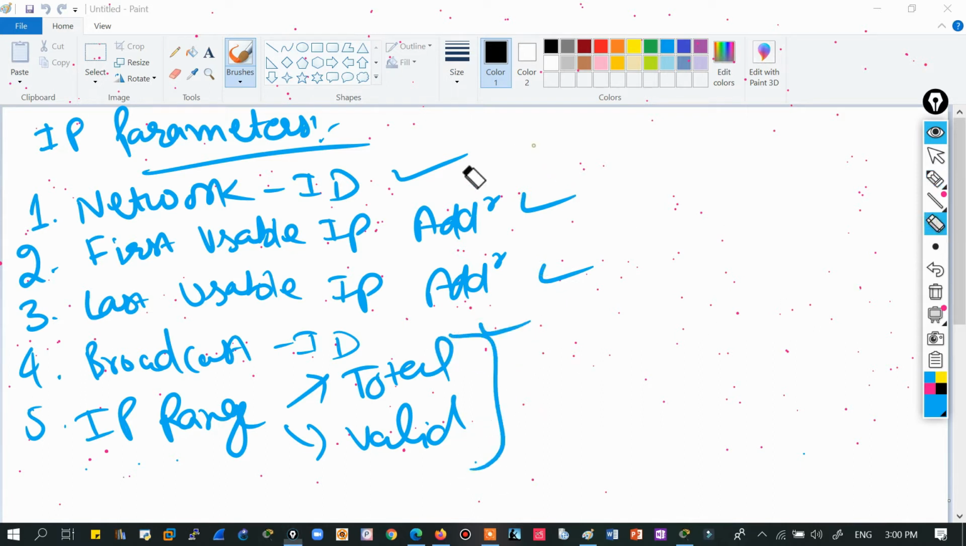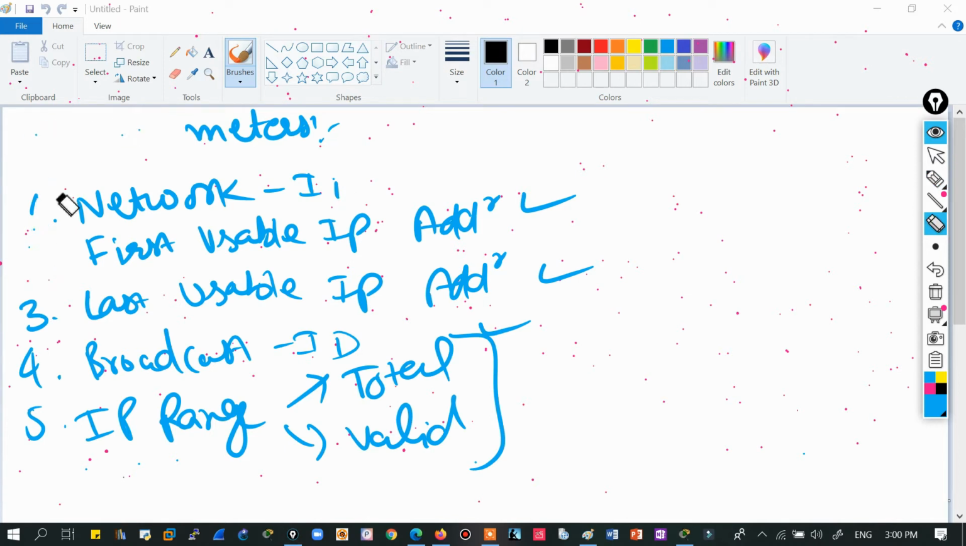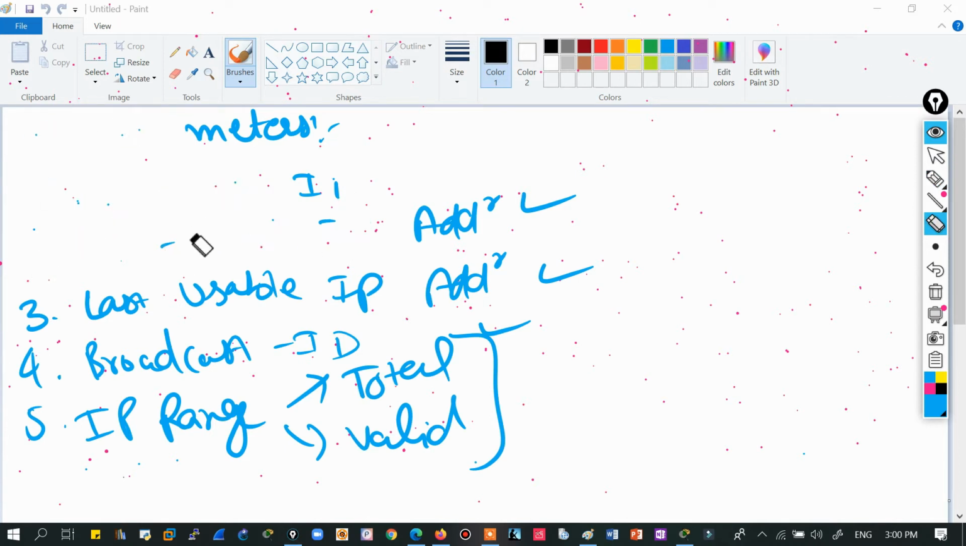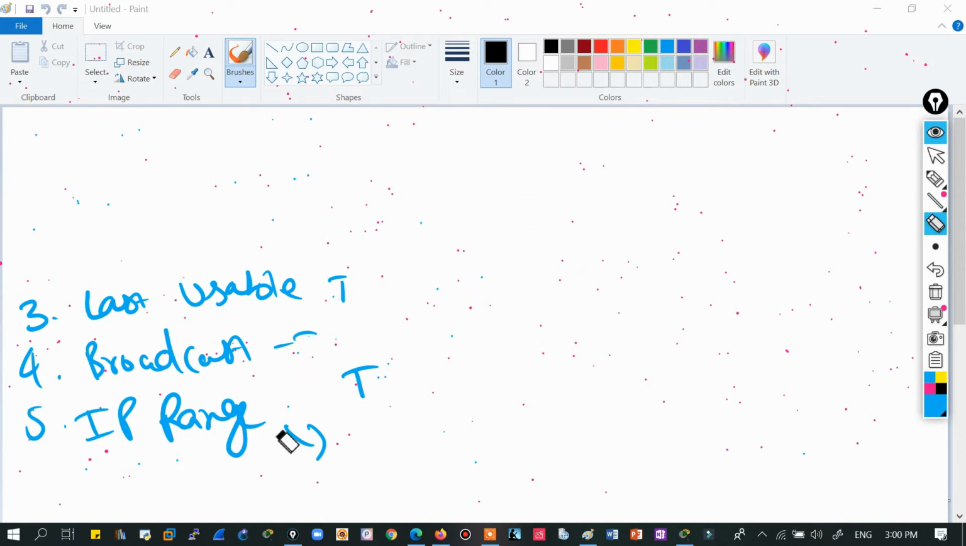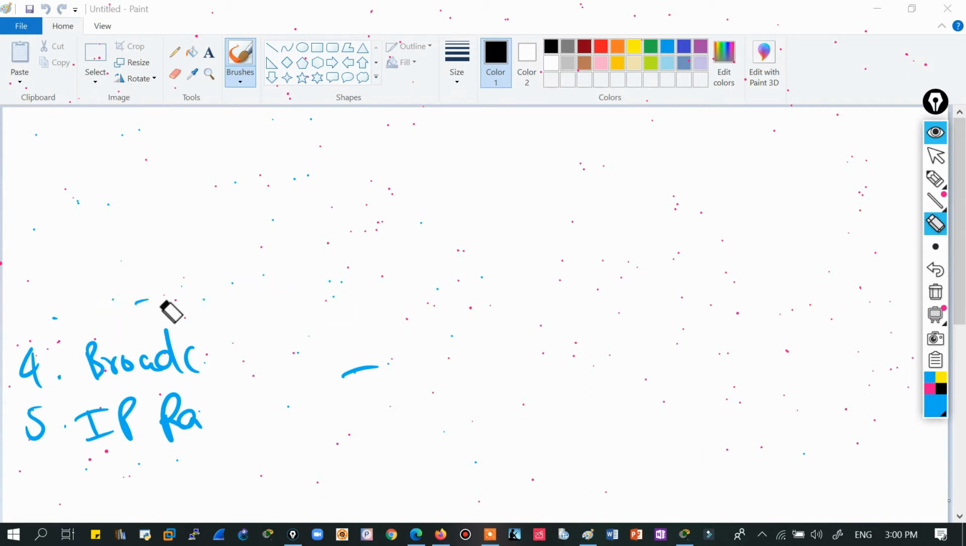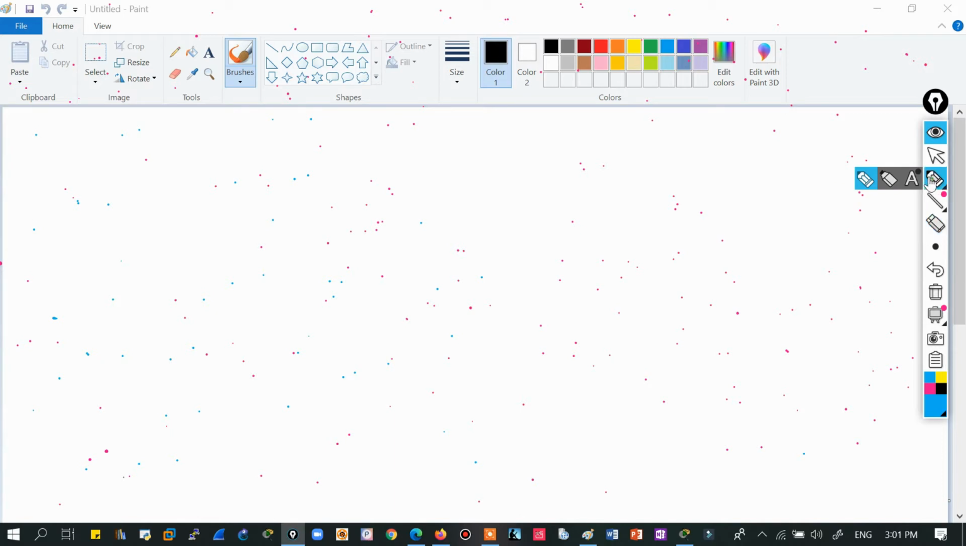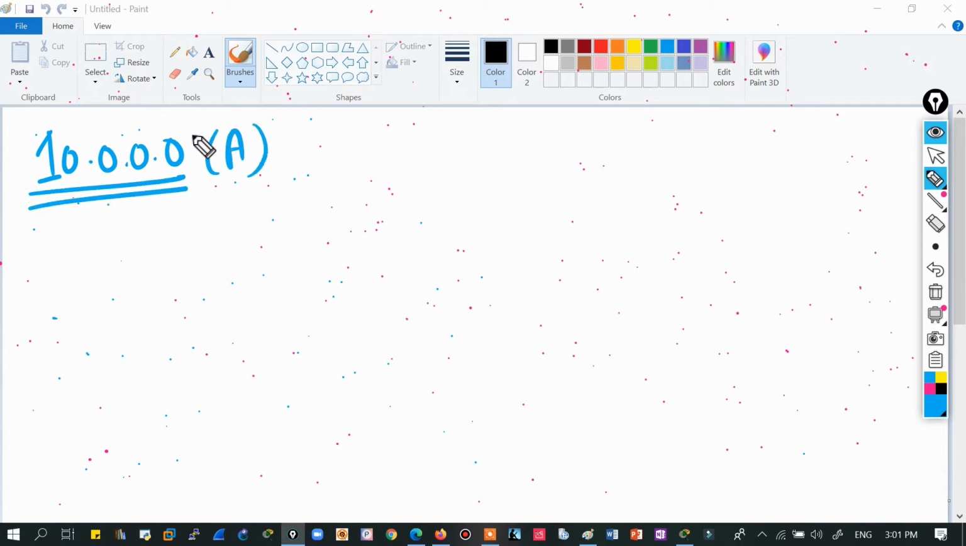So let me take one example of any class and let me clarify all of these 5 terms, because if you understand these terms, then yes, your IP addressing is clear, right? So how? Let's take this example. 10.0.0.0. Can you tell me which class this address is? Yes, this is class A.